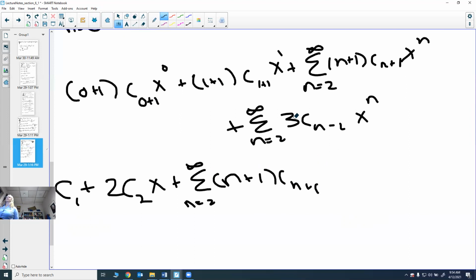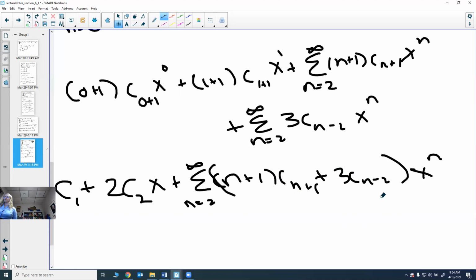x to the n, but we have another term, plus 3 c sub n minus 2. Both of them have an x to the n, so we can factor the x to the n out. And this again, n plus 1 times c sub n plus 1 plus 3 c sub n minus 2, those are the coefficients of my power series.